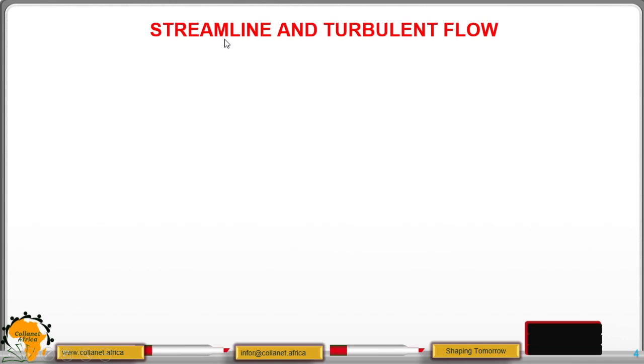Hello student, welcome to our first lesson on fluid flow, and in this topic we are going to learn about turbulent and streamline flow. To start with, I wanted us to start with streamline flow, and this one represents the two types of flow. As a fluid, a gas or liquid, flows from one point to the other, it exhibits either streamline or turbulent flow.